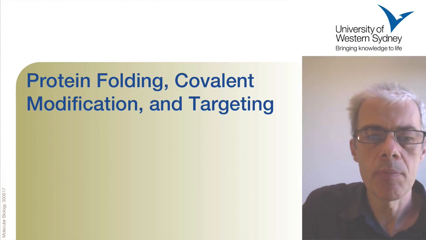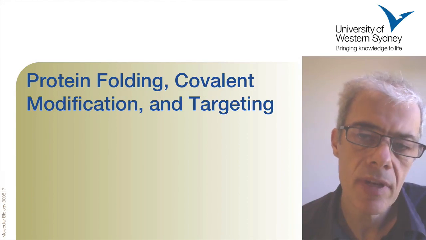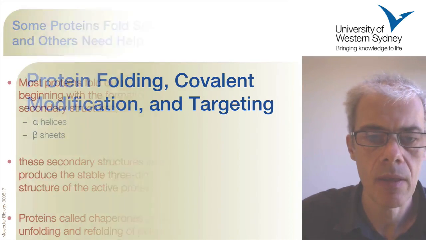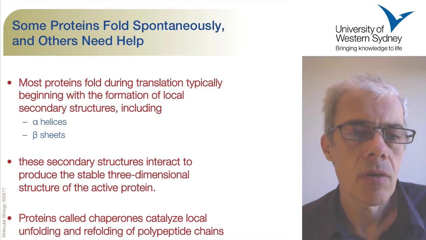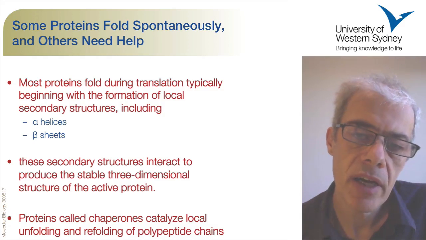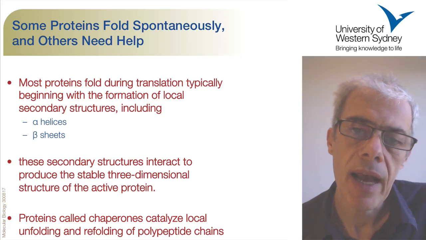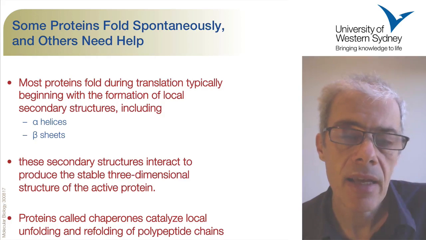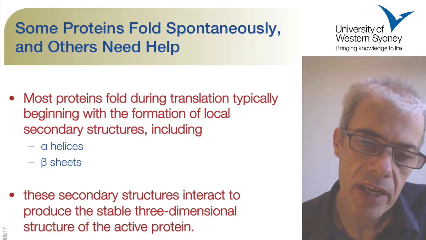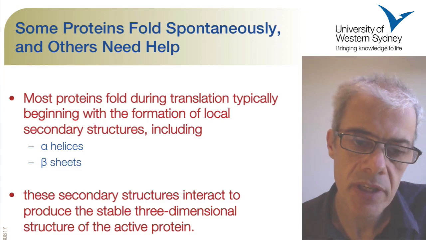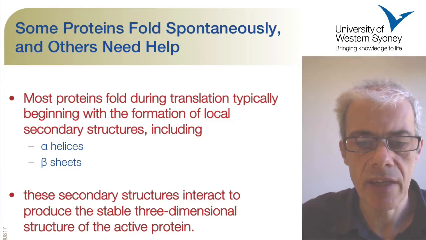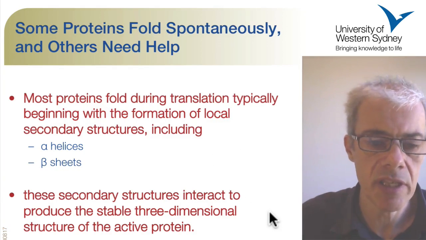Lastly, I'll just cover a few points on protein folding, and we'll have a quick look at covalent modifications of proteins and targeting of proteins. So, as translation occurs, the polypeptide exits the ribosome as a string, if you like. Now, as the polypeptide emerges, you start to get the formation of local structure such as alpha helices and beta sheets as the protein is exiting the ribosome. And then these secondary structures interact to form higher order structures in the protein.